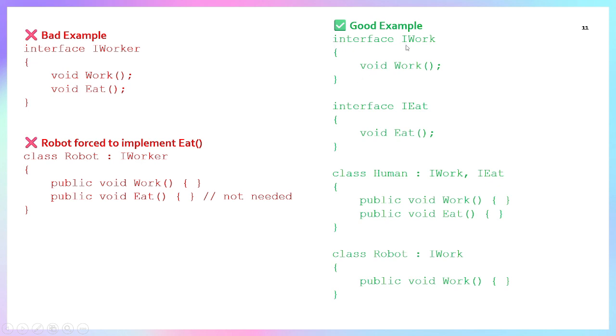For that we can use interface IWork with void Work, and interface IEat with void Eat. For the class Human, IWork and IEat, with public void Work and public void Eat. Here for the human both will work, but for the Robot, public Robot implements IWork only, and it will work for that one. So here is the interface segregation. Interface segregation is very simple. We only have to create small interfaces, not a big interface.